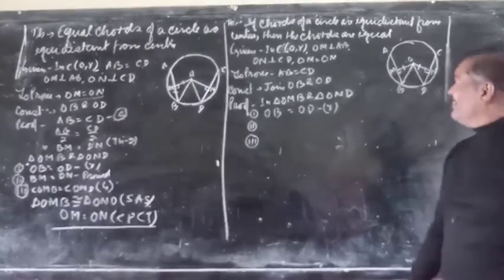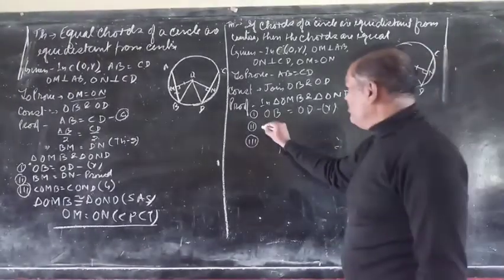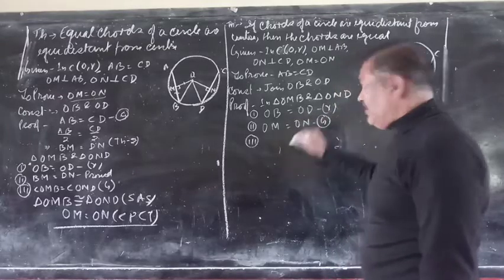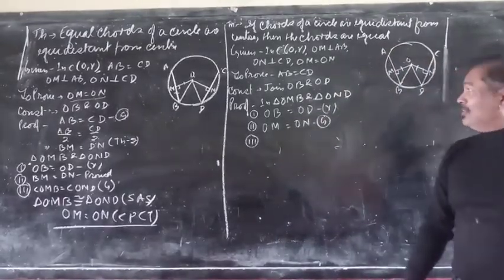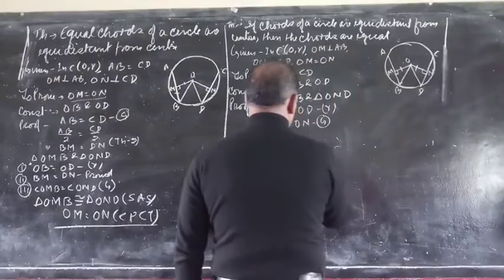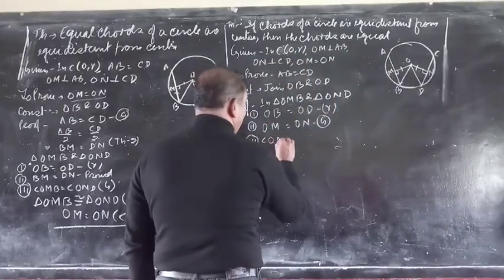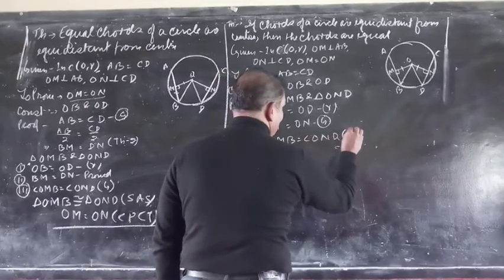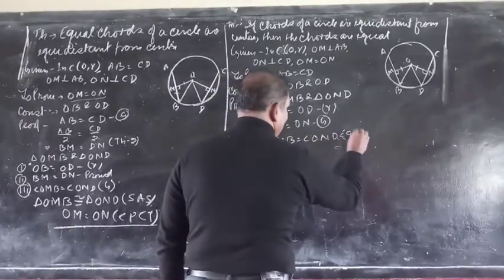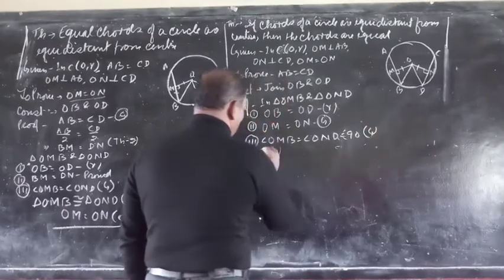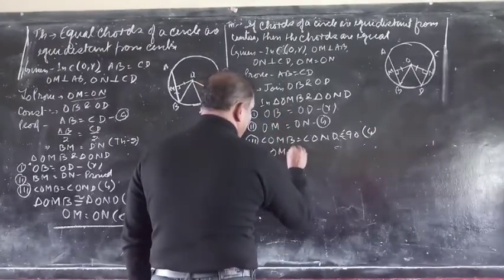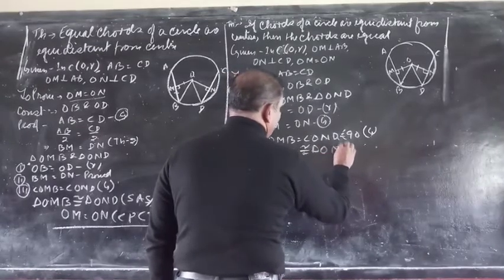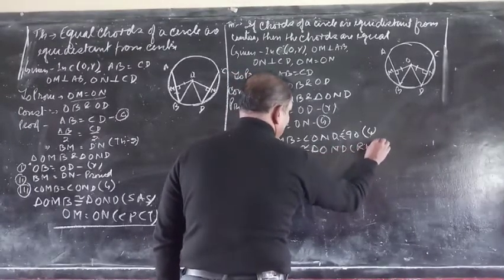Sir, OM is equal to ON. Why OM is equal to ON, Tabis? Given. Very good. It is given. Very good, Tabis. Angle OMB is equal to angle OND because they are equal to 90 degrees. It is also given. So triangle OMB is congruent to triangle OND because of RHS.